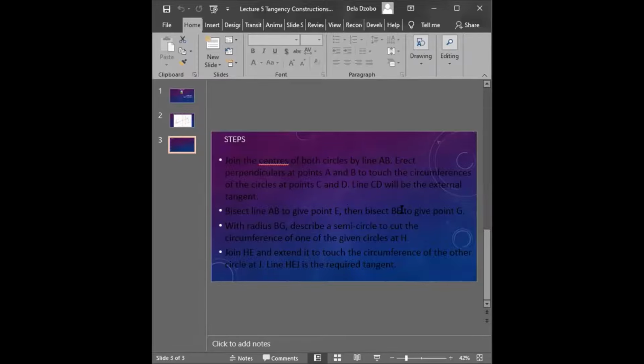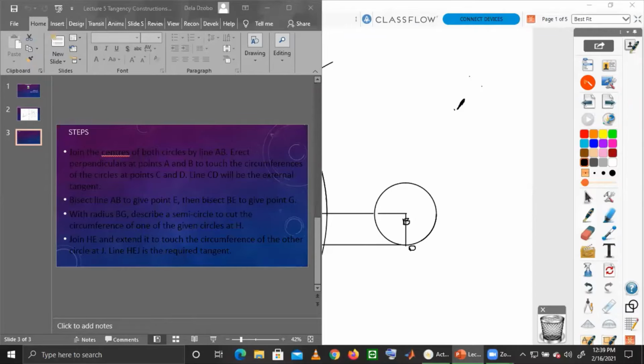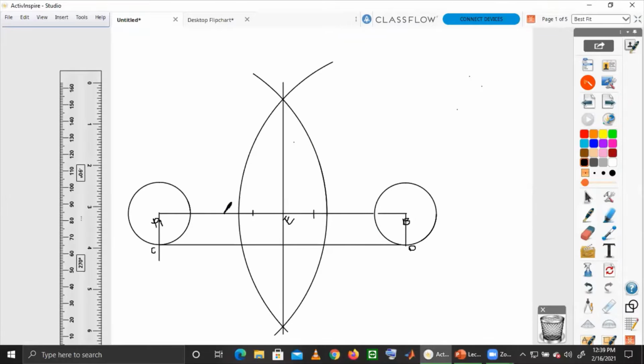Now we are going to bisect line BE on the drawing space to give us point G. So over here, where is BE? This is the distance BE. So you are going to bisect this distance to get point G.